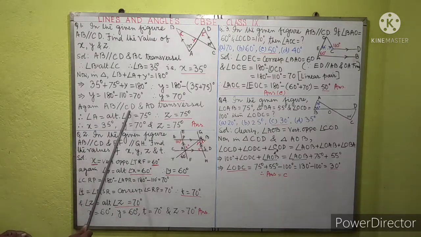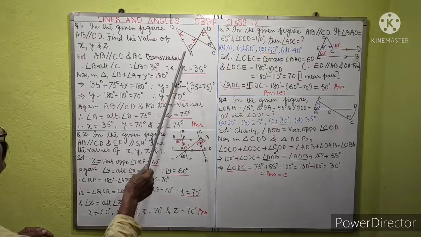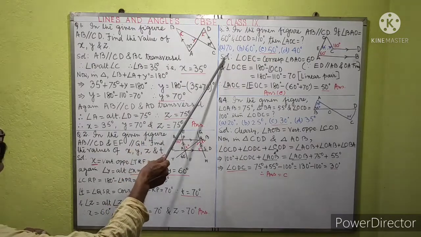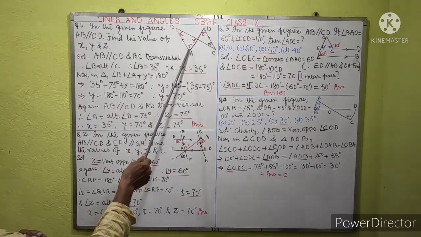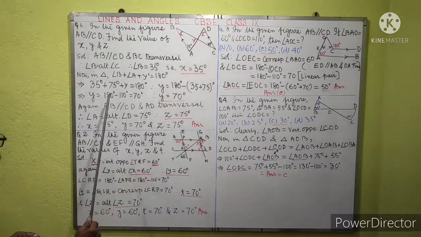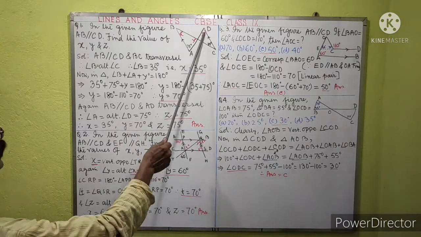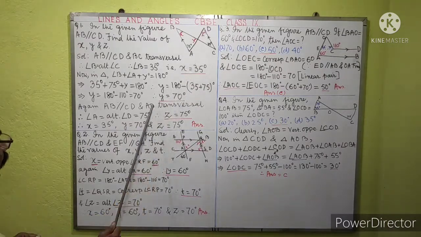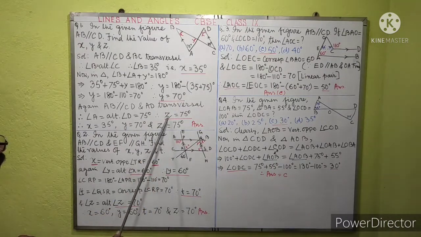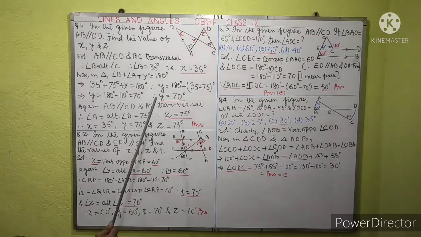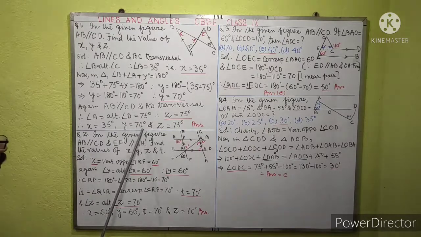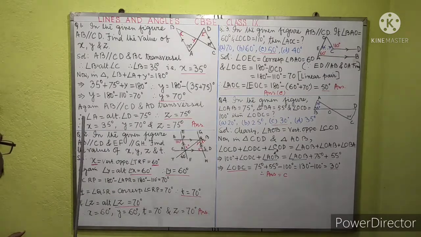Again AB parallel CD and AD is transversal. This is given 75 degree. Angle A equal to alternate angle D, that is Z. Therefore, D equal to 75 degree, that is Z equal to 75 degree. From this we are getting X equal to 35 degree, Y equal to 75 degree, and Z equal to 75 degree. This is all about this figure and this question.